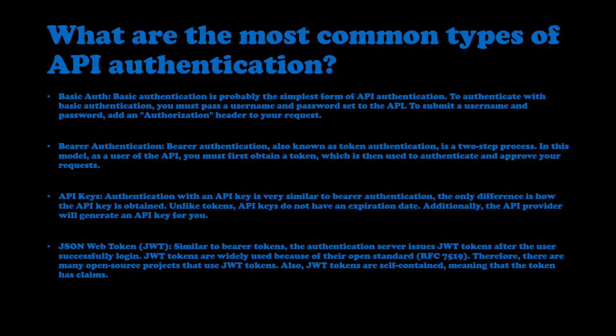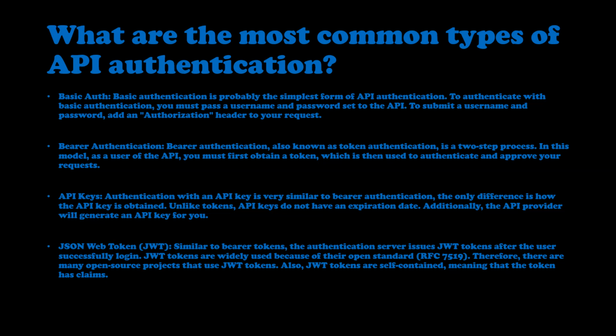Then comes the API key. An API key is similar to bearer authentication. The only difference here is that you need to obtain the API keys. There can be any service provider, let's say Bitbucket or GitHub, which will provide the API keys. Using the API key, you can authenticate the request. Usually these API keys don't have any expiration date. They can only be refreshed, regenerated, or even deleted.